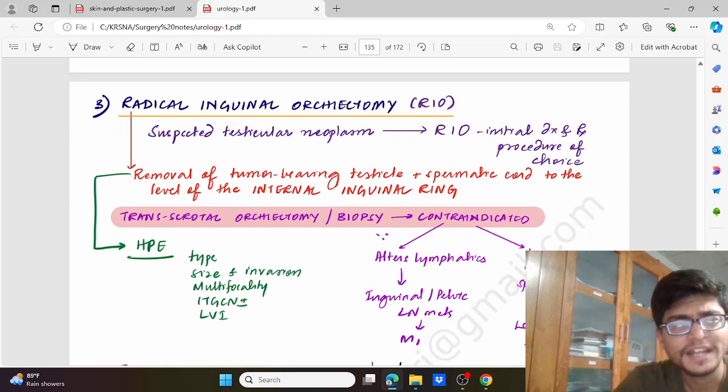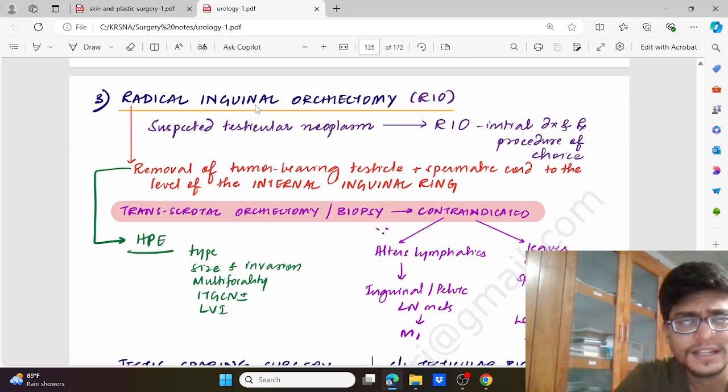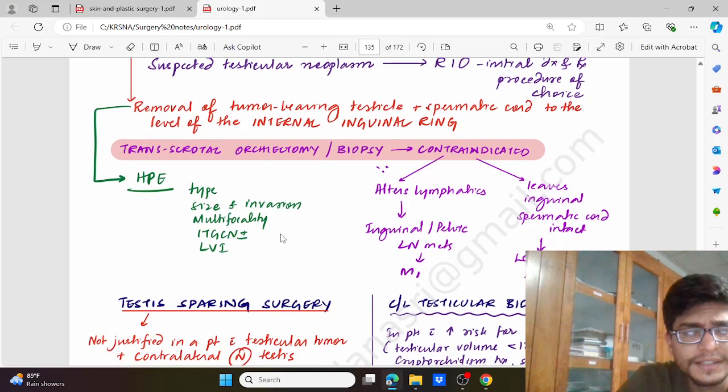Now starting with the management, that is the radical inguinal orchidectomy, RIO. When we suspect a testicular neoplasm, we go for RIO, that is the initial diagnosis and treatment procedure of choice. Then removal of the tumor bearing testicle with spermatic cord to the level of the internal inguinal ring. So it is high inguinal orchidectomy. Transscrotal orchidectomy or biopsy is contraindicated.